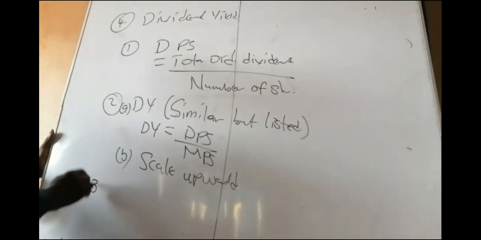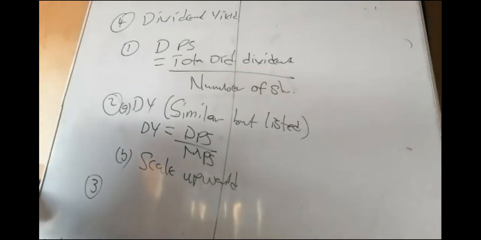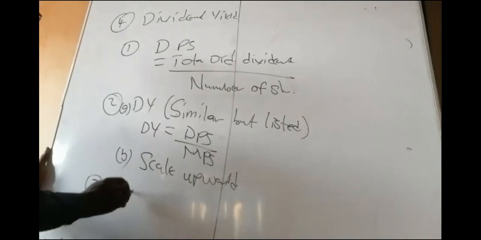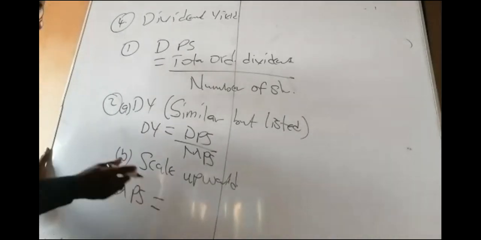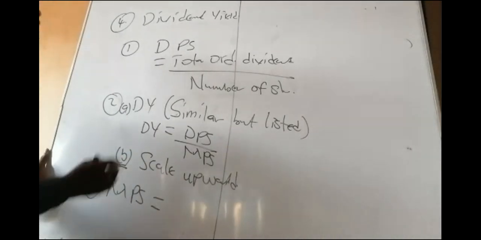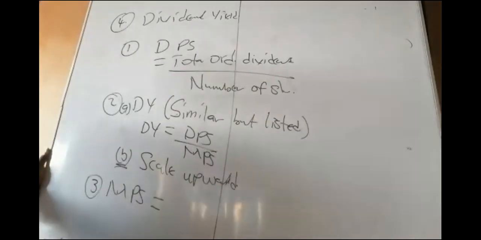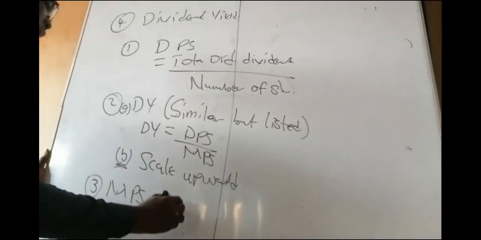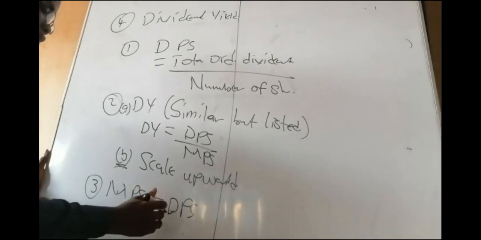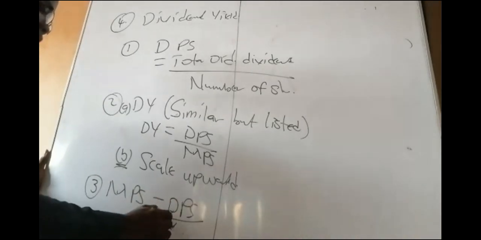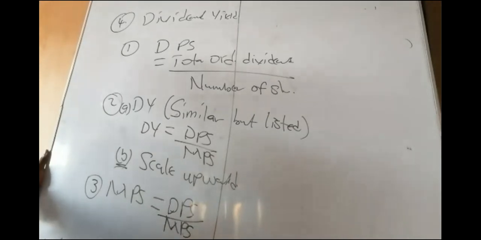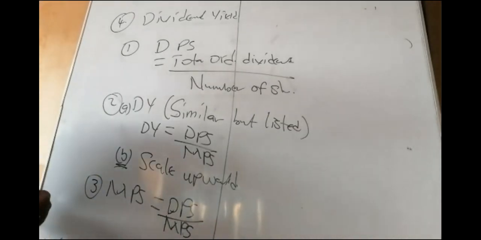Then you go to 3. Now you calculate the market price per share. The market price per share is equal to the dividend per share, that's the step 1, divided by the final answer at B. Good. So that is it.